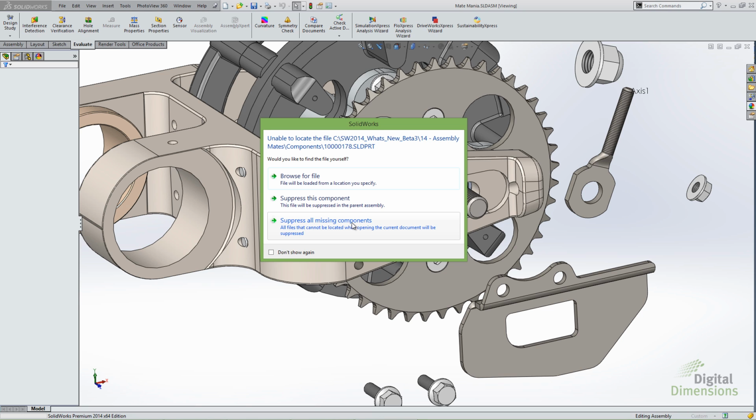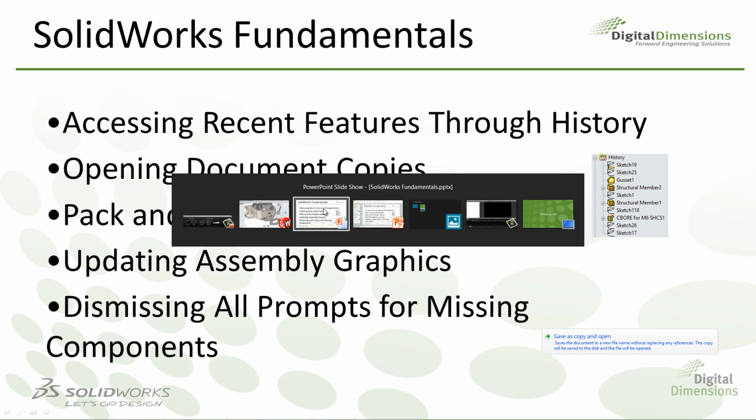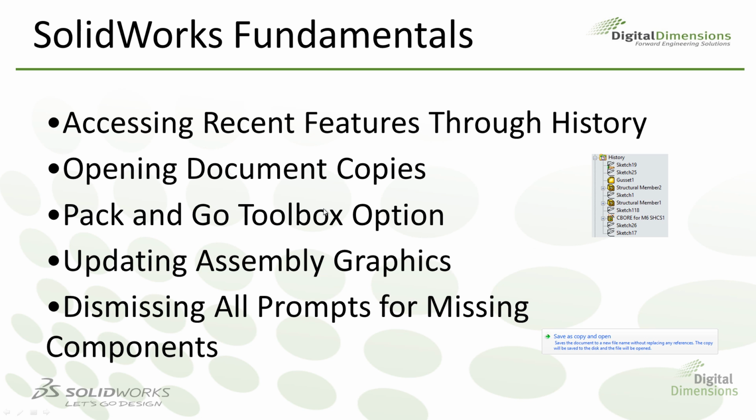And again, you'll get this anytime you open an assembly and the component references are missing. It's unable to locate specific files. And I think this will save those that generally in 2013 and previous versions would open up an assembly and then they would have several missing files and then inevitably check don't show again because they got tired of getting the prompt for the missing files. Okay, so again, individual control, the ability to dismiss or suppress all the missing components, dismiss this prompt all in one shot. So with that, let's jump back to the PowerPoint and move on to the next set of features.